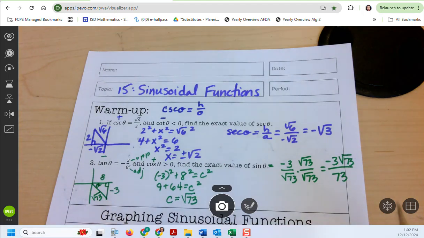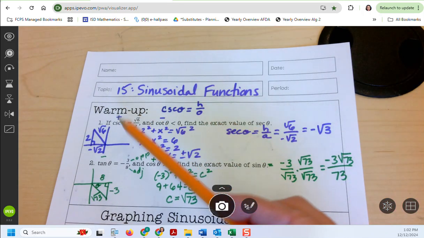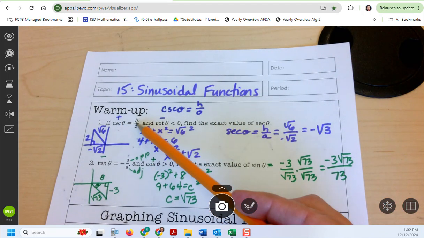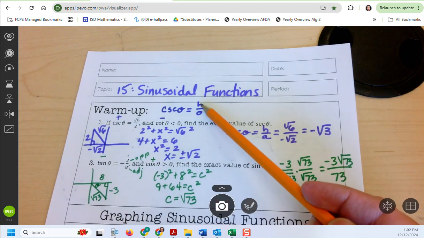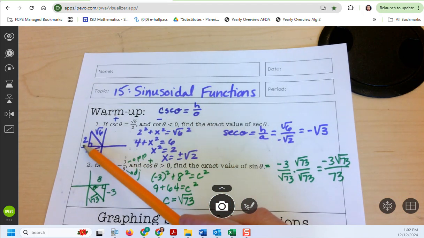Okay, students, these are our notes for topic 15, sinusoidal functions. And we have two warm-up problems to go over first. The first one tells you that the cosecant of theta is root 6 over 2, and we know cosecant is hypotenuse over opposite, so you can label your hypotenuse and your opposite.